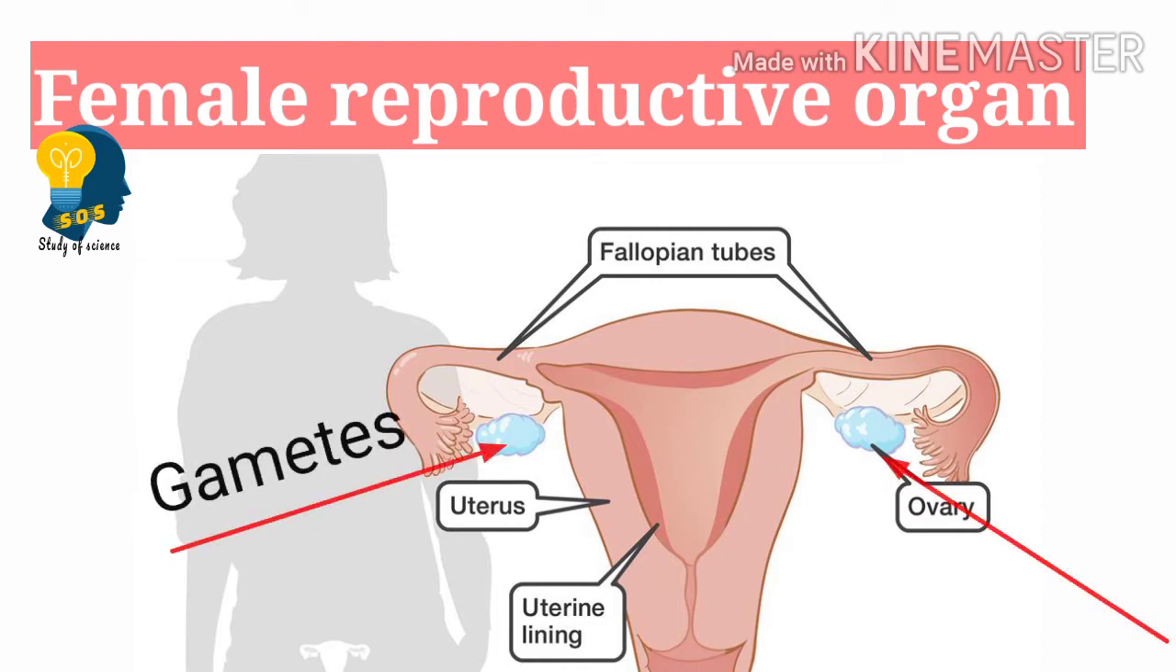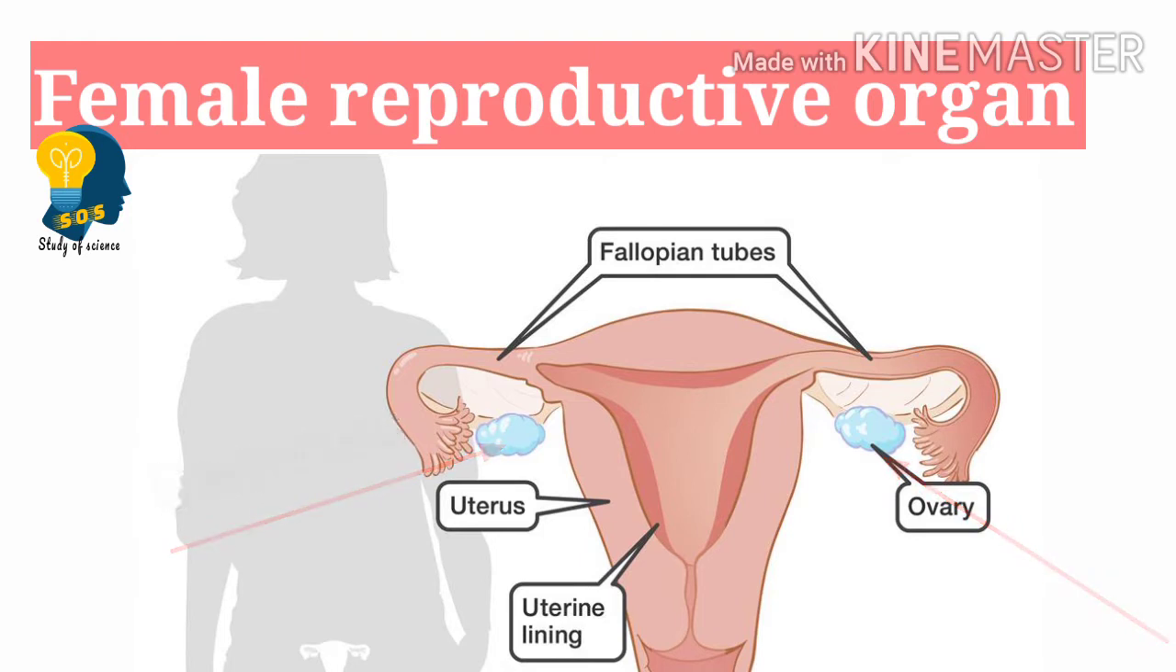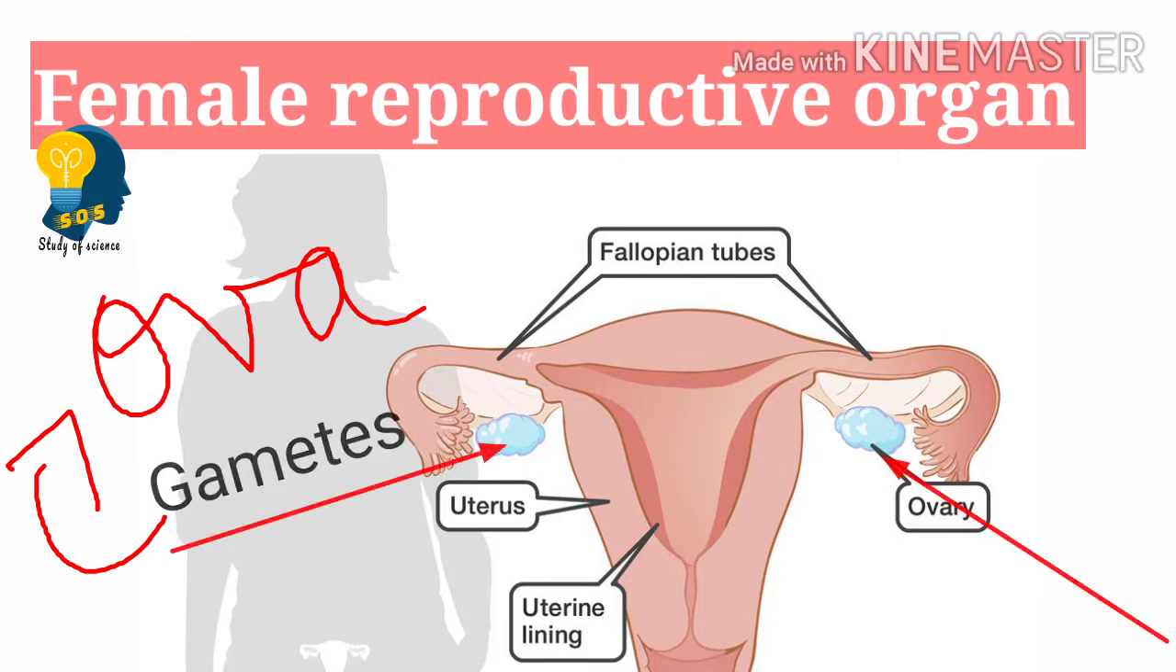If there are many ovum, then we call them ova. I repeat, if there is a single egg, then we call it ovum. If there are many eggs, we call them ova. Okay. So what is the function of ovary? Ovary produces the female sex cells, that is the female gametes, which are called ova, that is eggs.